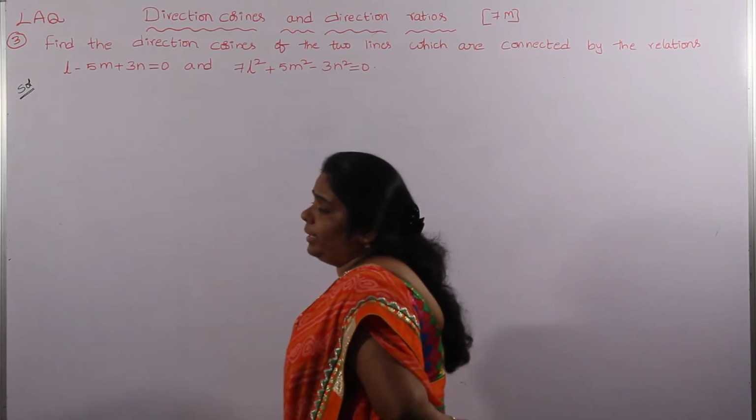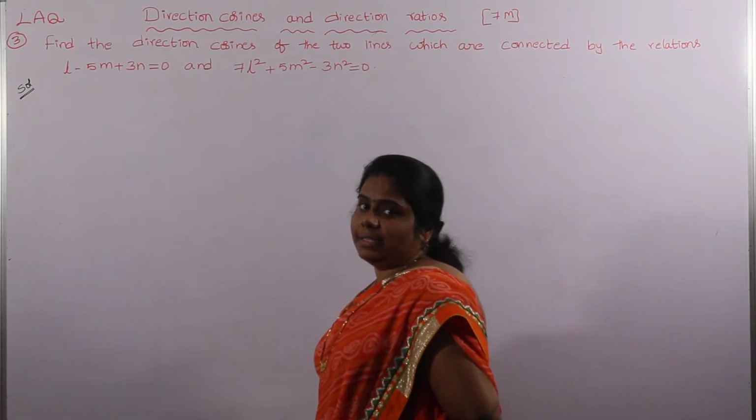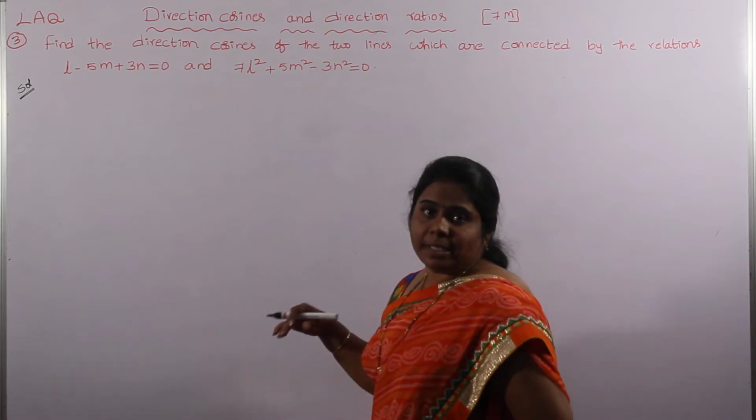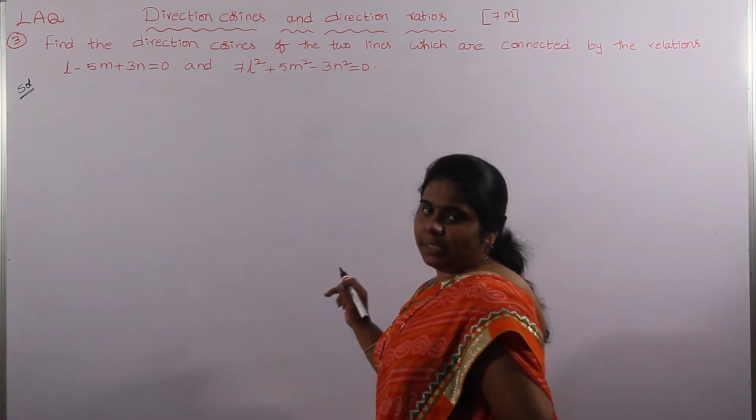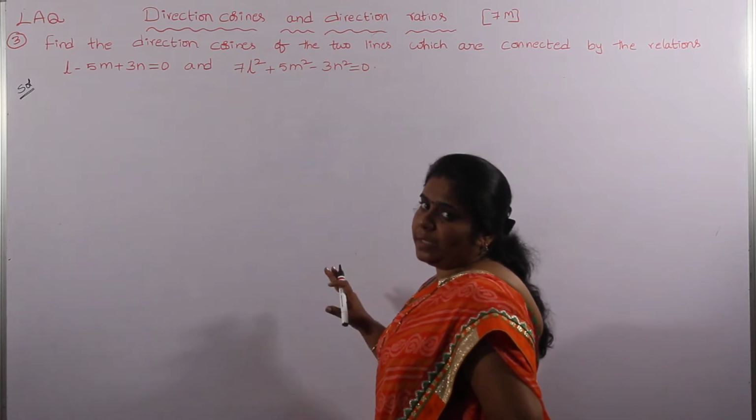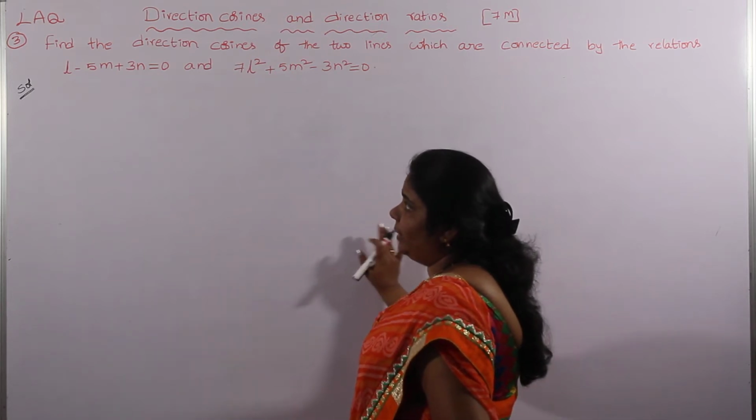When direction ratios are given, the formula to find the DCs is a by root over a square plus b square plus c square, comma, b by root over a square plus b square plus c square, comma, c by root over a square plus b square plus c square. We are applying that formula.